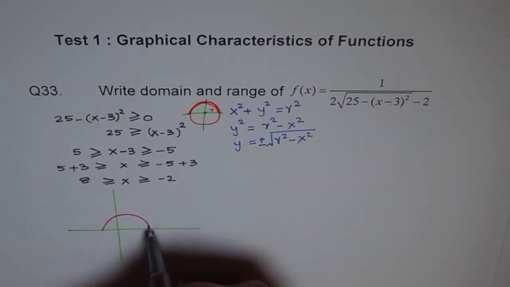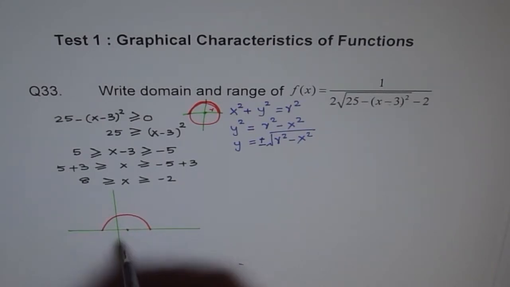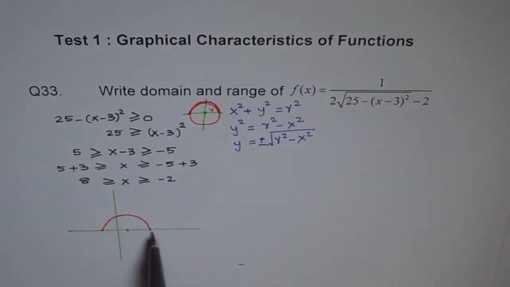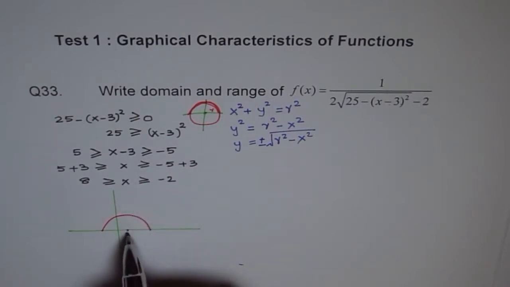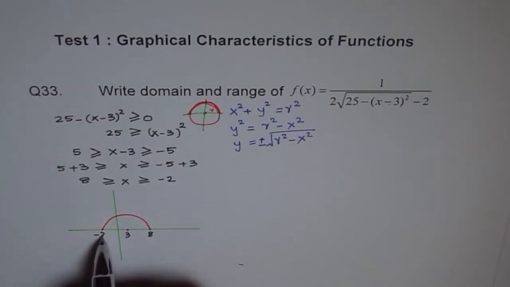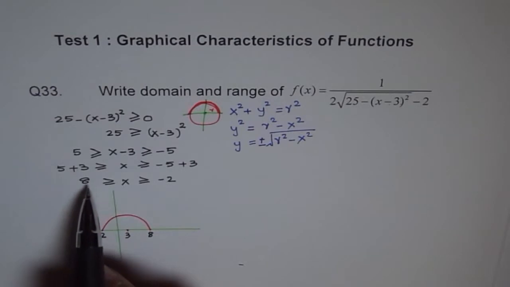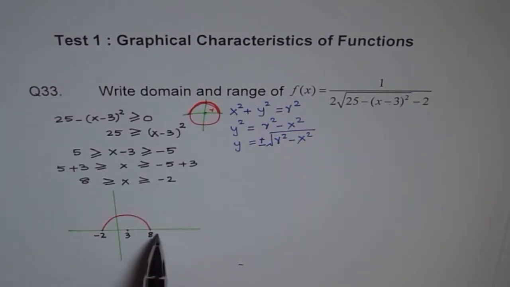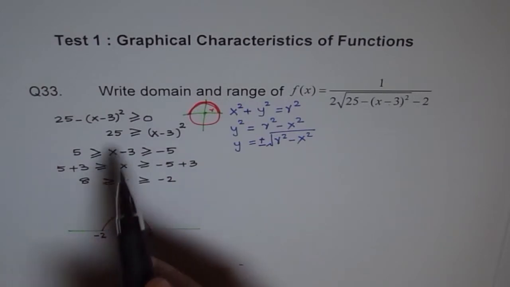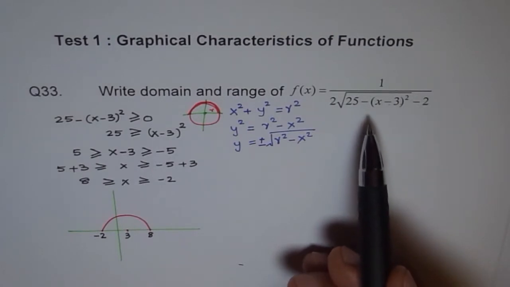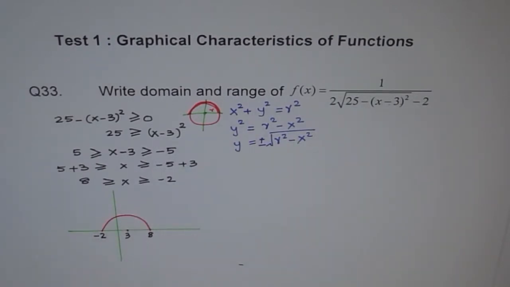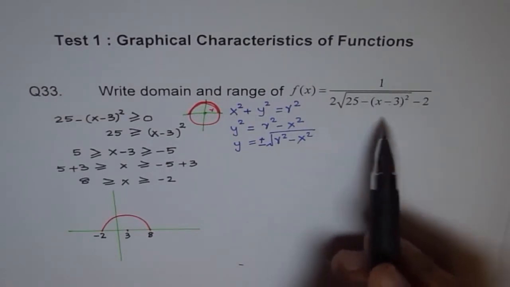Let me make a small circle here, where the center is shifted to 3. Do you see that? And the radius is 5. That is how our circle is. So the center is at 3 and the radius is 5. That means 3 plus 5 is 8, right? And 3 minus 5 is minus 2. Do you see this? x is between minus 2 and 8, correct? So that is exactly what we got from this function, which is the equation of a semicircle, correct? So that is one part of the domain, correct?